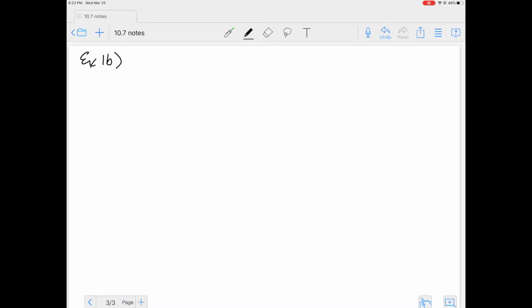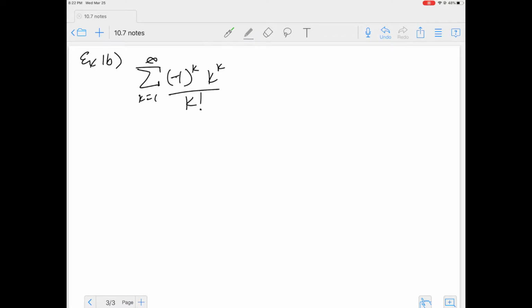All right, let's try a couple more examples here and see where we go with this. So example 1b, I'm going to go from 1 to infinity of -1 to the k, k to the k over k factorial.